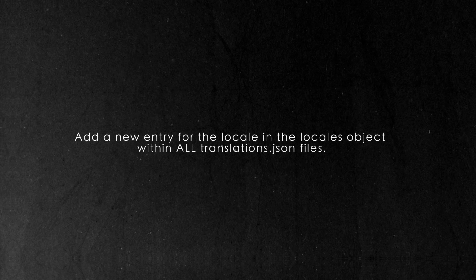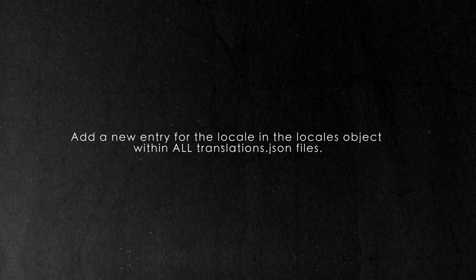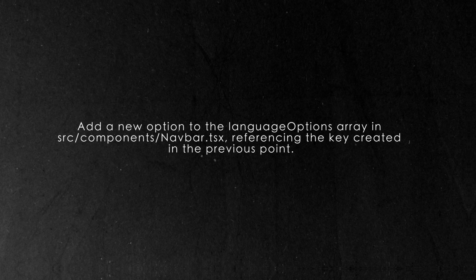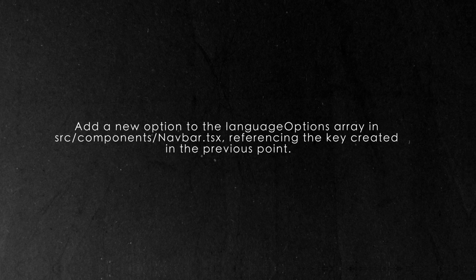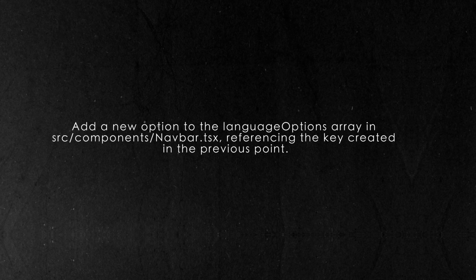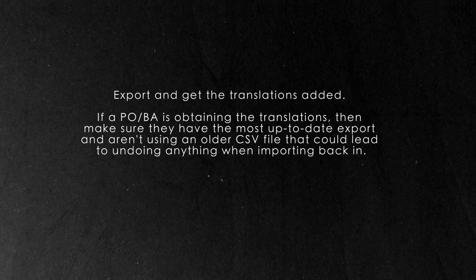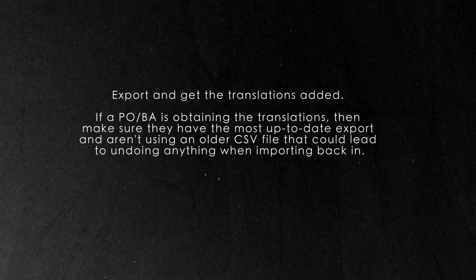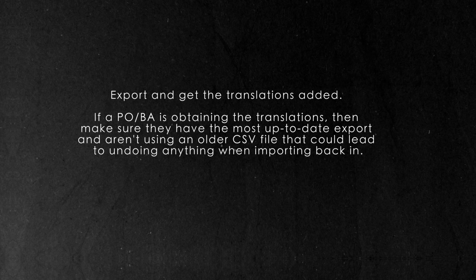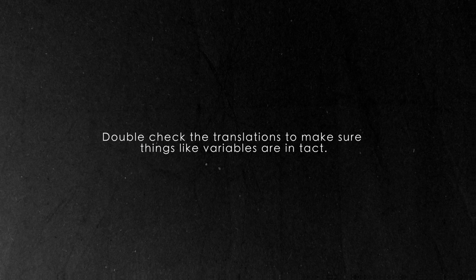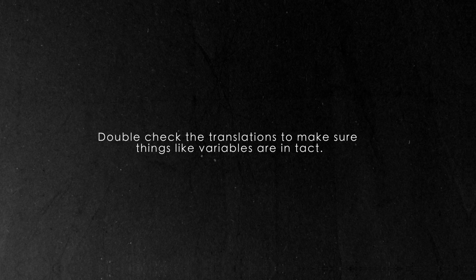Add a new entry for the locale in the locales object within all translations.json files. Add a new option to the language options array in the navbar.tsx file, referencing the key created in the previous point. Export and get the translations added. If your product owner is obtaining the translations, then make sure they have the most up-to-date export and aren't using an older CSV file that could potentially lead to undoing anything when importing back in. Double check the translations to make sure things like variables are still intact. And then finally import it back into the project.